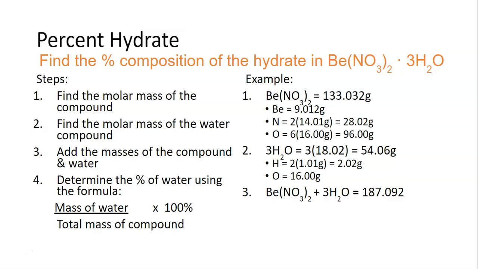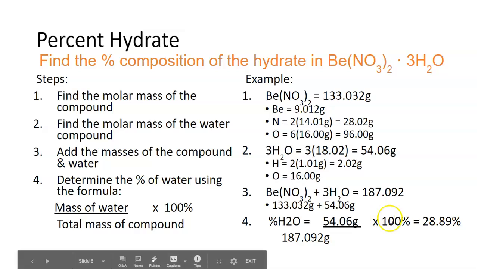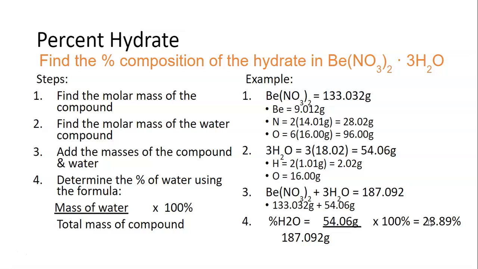I get 187.092 grams. So the entire mass of beryllium nitrate trihydrate is 187.092. We are then going to take our water, which is 54.06, divide it by our 187.092 and multiply it by 100, and you get 28.89%. So the water is almost 29% of the weight of this particular compound.